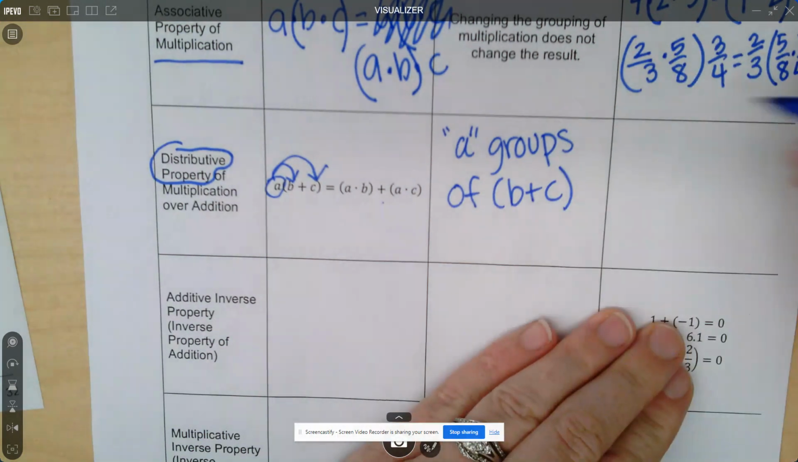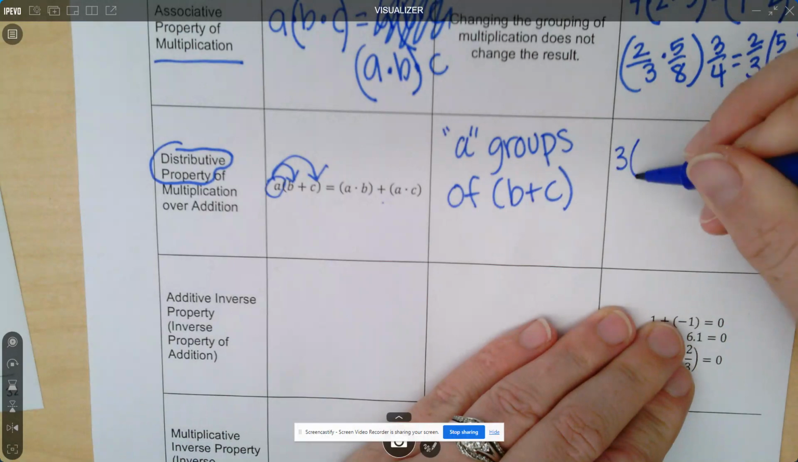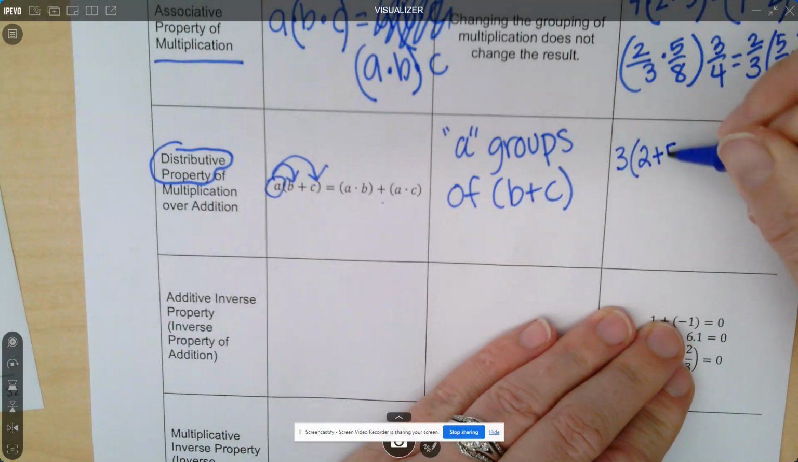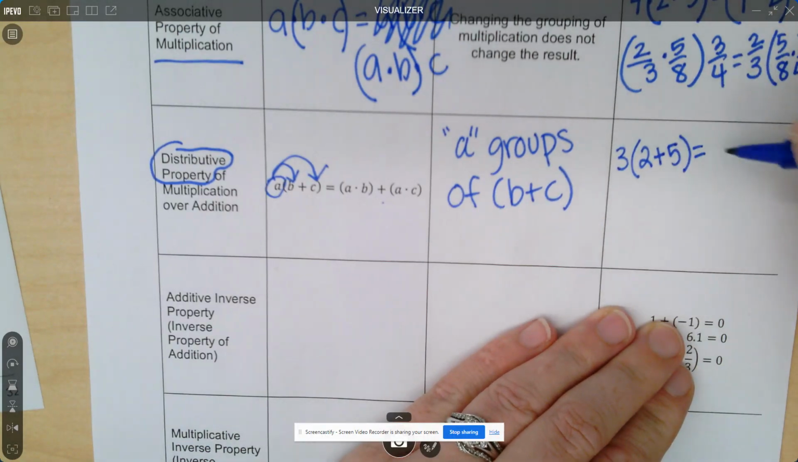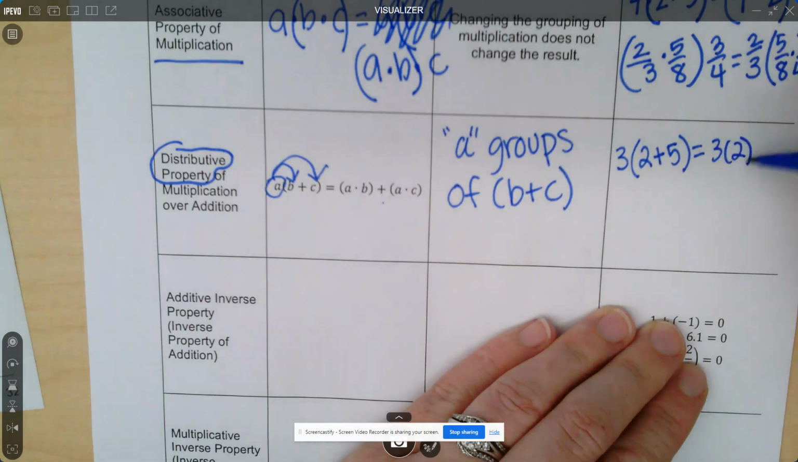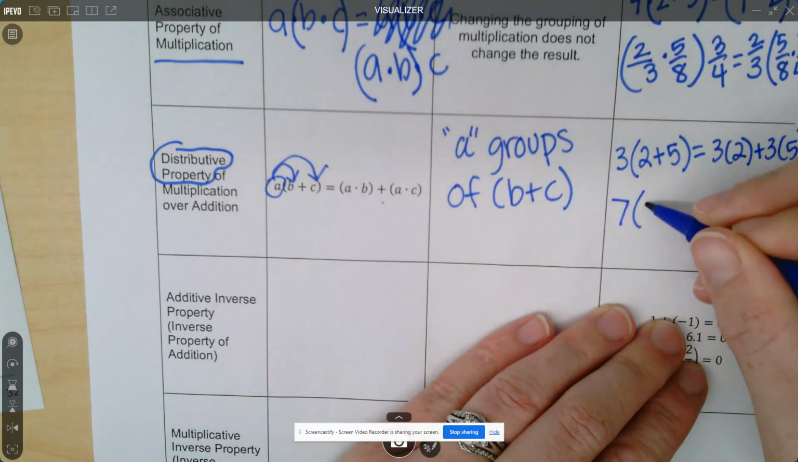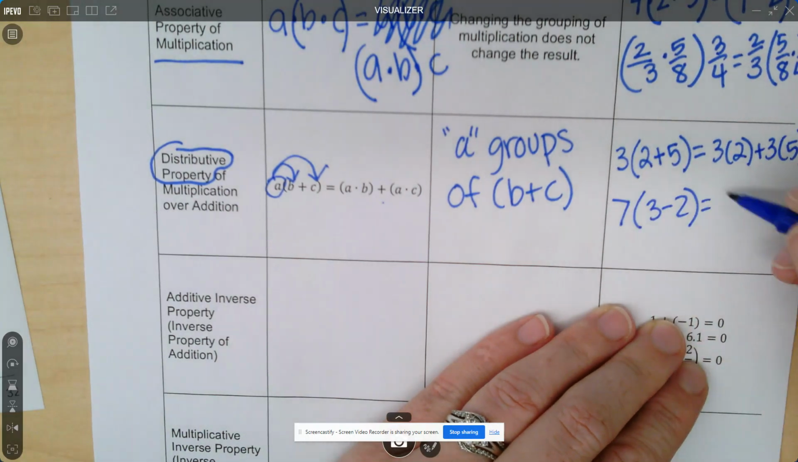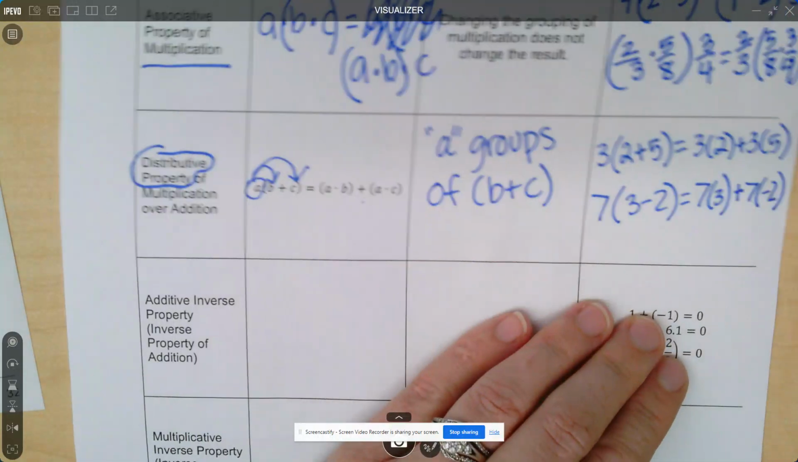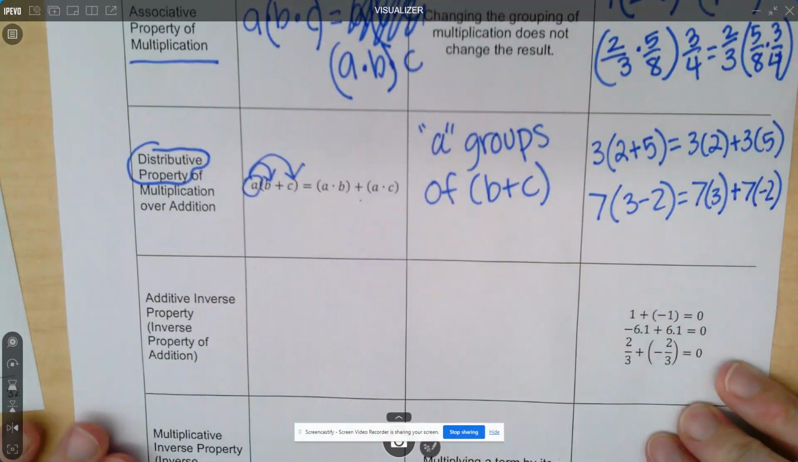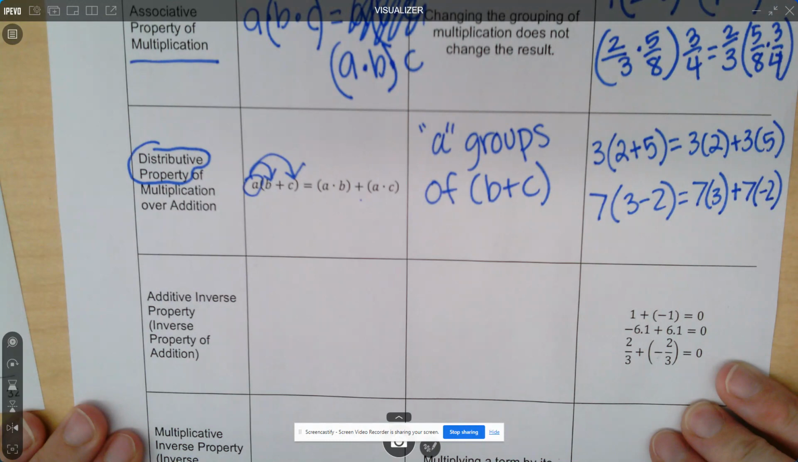So this works with all sorts of numbers. If I have 3 times 2 plus 5, that's going to be 3 times 2 plus 3 times 5. If you had 7 times 3 minus 2, that's the same as 7 times 3, and I like to always rewrite it as addition, plus 7 times negative 2. Wonderful. Very nice.